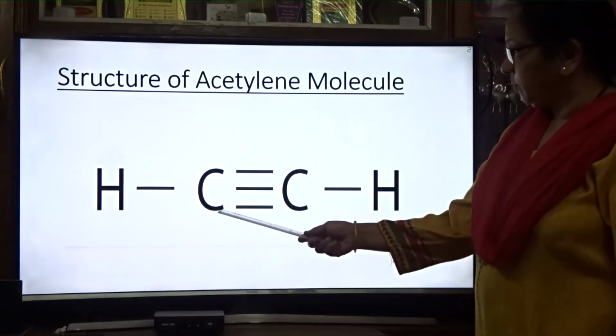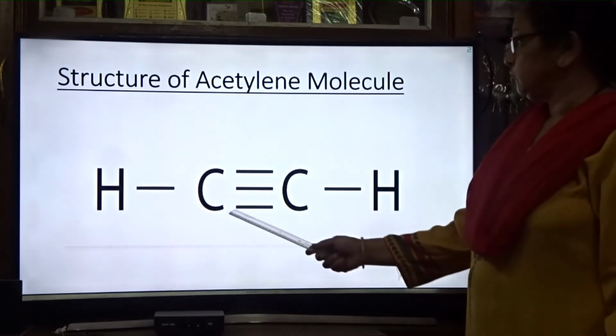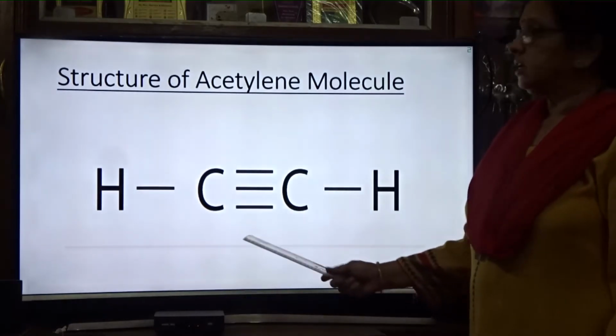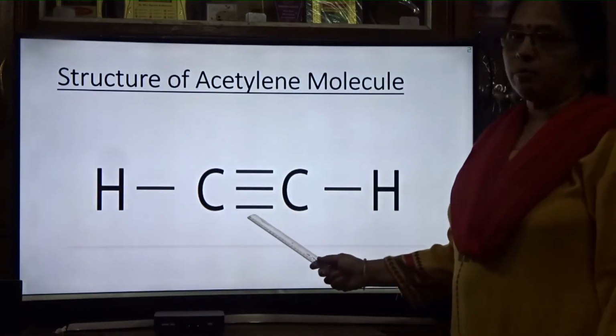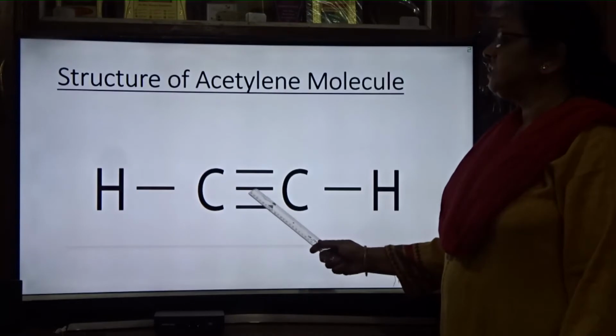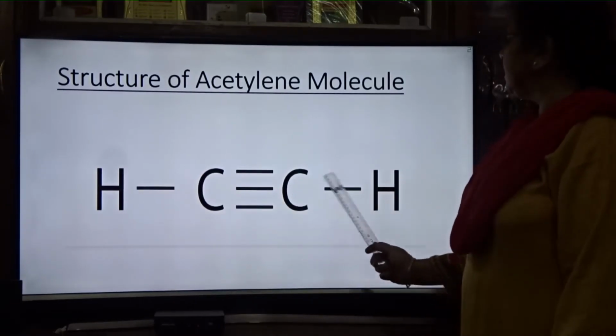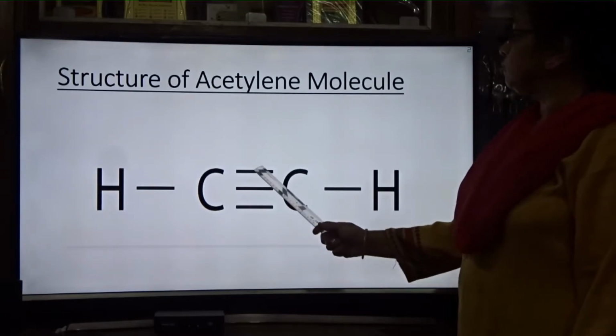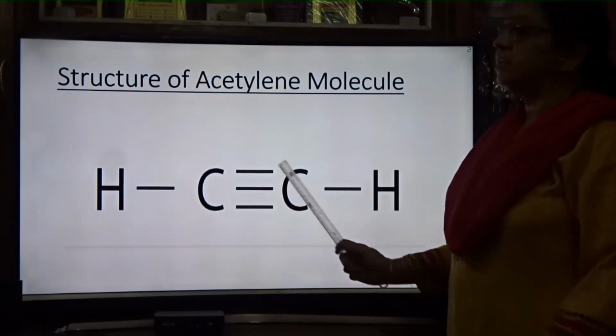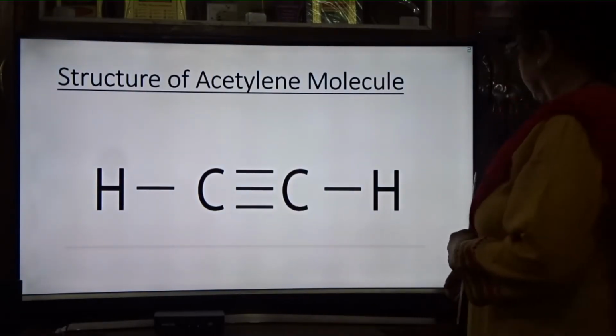The acetylene molecule formula is C2H2, 2 carbons and 2 hydrogens. In between C and C there is a triple bond. 2 are pi bonds and 1 is a sigma bond. And here the C-H bonds are sigma bonds. These 2 are pi bonds and the middle one is the sigma bond.